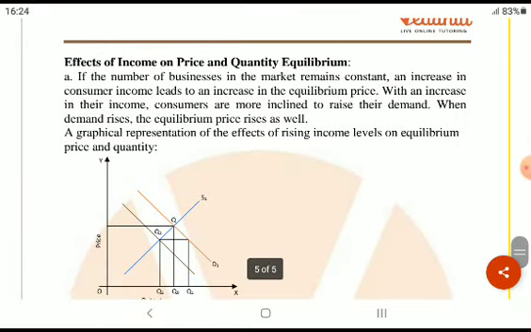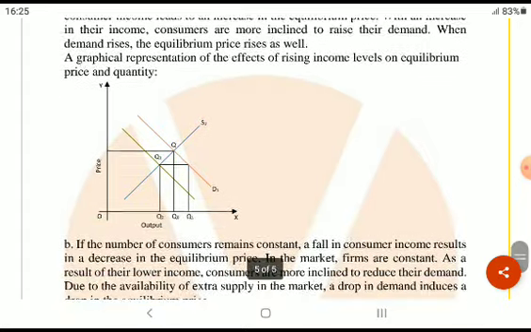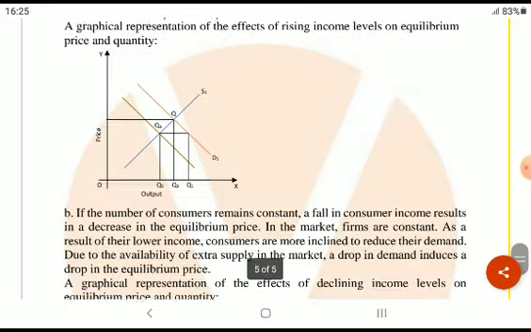Effect of income on price and quantity equilibrium. If the number of businesses in the market remains constant, an increase in consumer income leads to an increase in the equilibrium price. With an increase in their income, consumers are more inclined to raise their demand. When demand rises, the equilibrium price rises as well. A graphical representation of this effect of rising income levels on equilibrium price is like this.